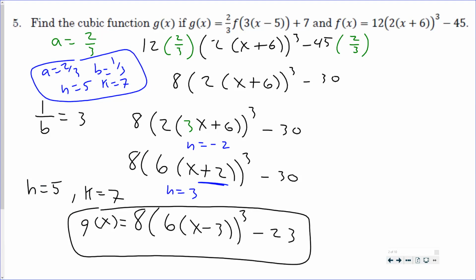So g of x is these transformations on f of x. You apply each one onto f of x, and that gives you your g of x. So you do it one at a time. You do a first, then the b, then the h. It's easy.